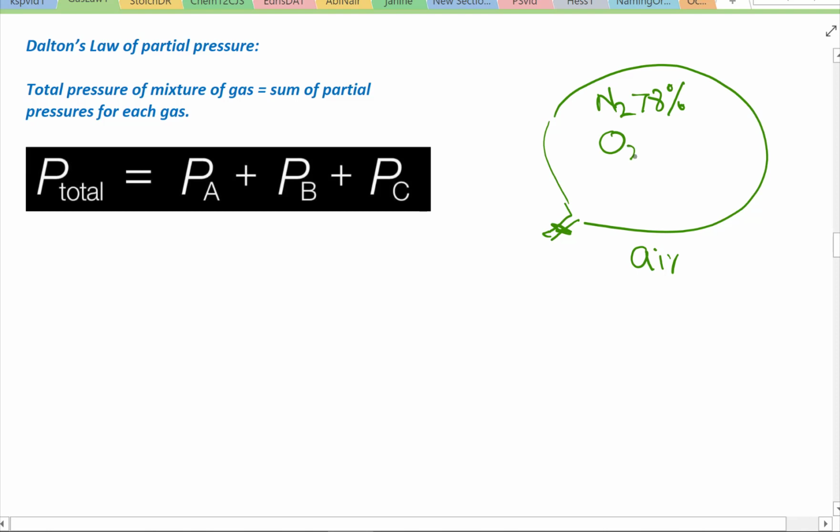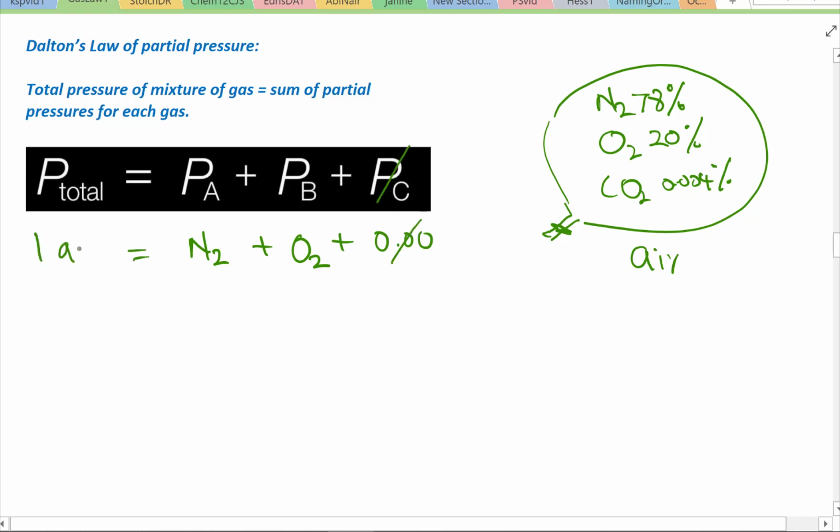When you have a couple of gases, let's say in the same balloon, we filled air: nitrogen 78%, O2 20%, and CO2 0.04%. Roughly, there are other gases, but these are the most prominent, important ones. So we can write it this way. That's the mixture in the balloon, and PA is N2, PB is O2, and PC is CO2, right?